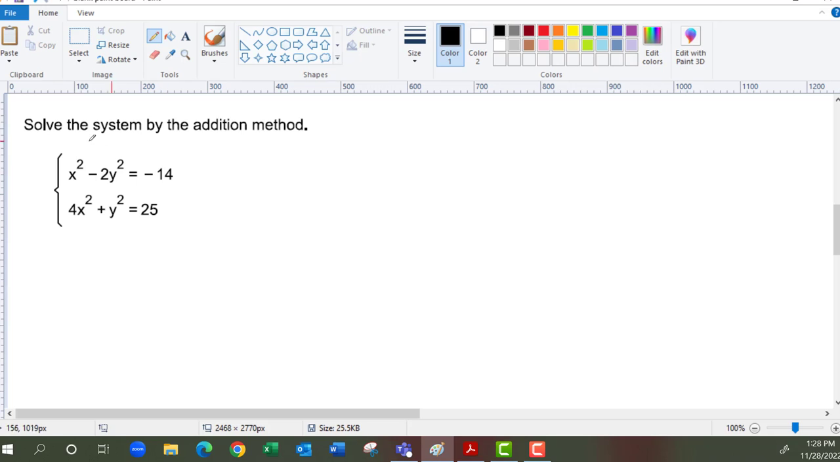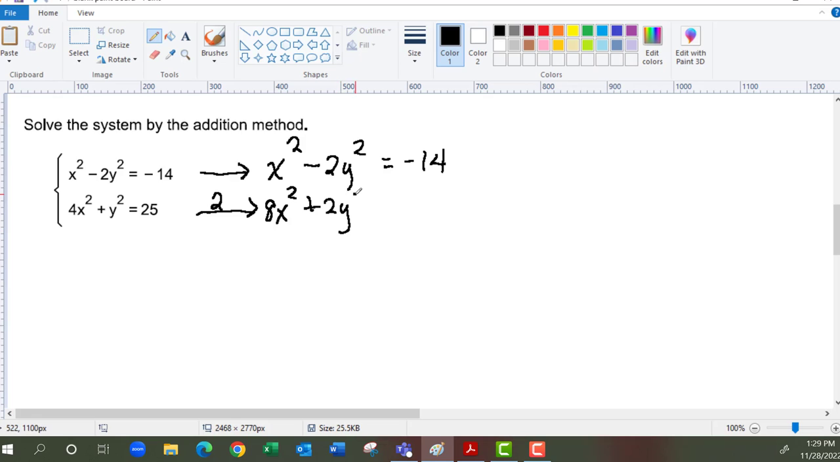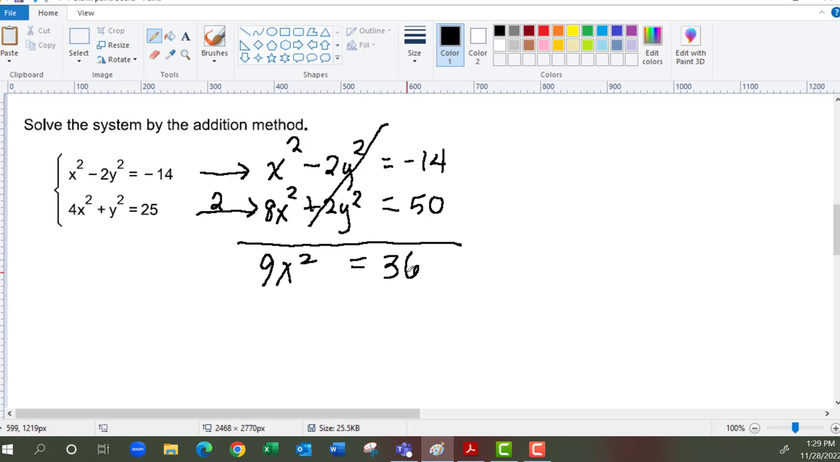So what I notice is that if this is a -2y squared, if this was just a positive 2y squared, I could add these together and I could eliminate the y squares. So I'm going to leave equation 1 just like it is, x squared minus 2y squared equals -14. I'm going to multiply this equation by 2, and that's going to give me 8x squared plus 2y squared equals 50. Now by combining or adding these equations, the y squares are eliminated, and I get 9x squared equals 36.